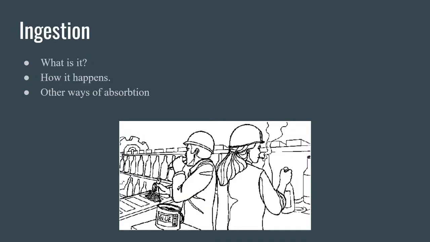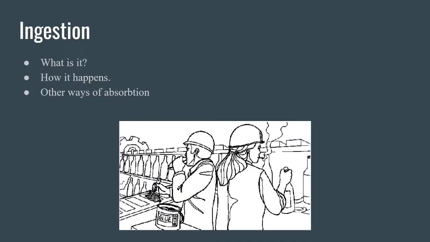Ingestion, this could be eating or drinking harmful chemicals, and this is mostly caused when workers leave drinks or containers out on the work site, where the chemicals, fumes, or dust can easily be placed into those containers or cans or anything that the worker is drinking or eating.